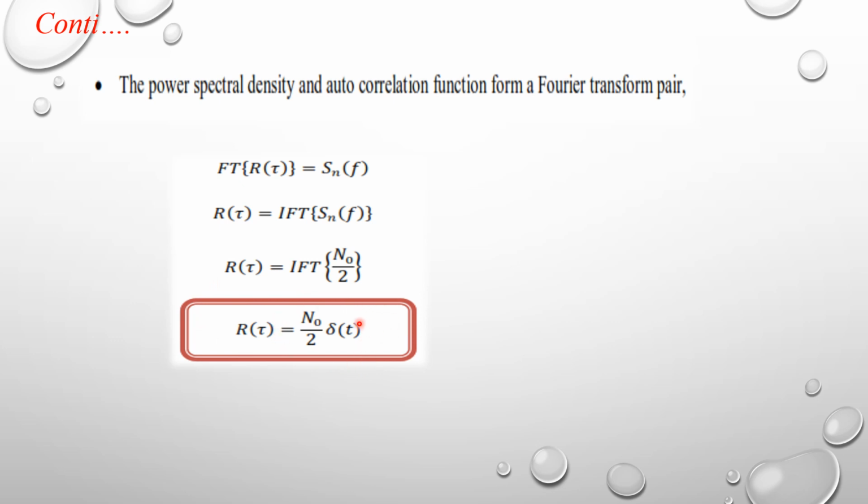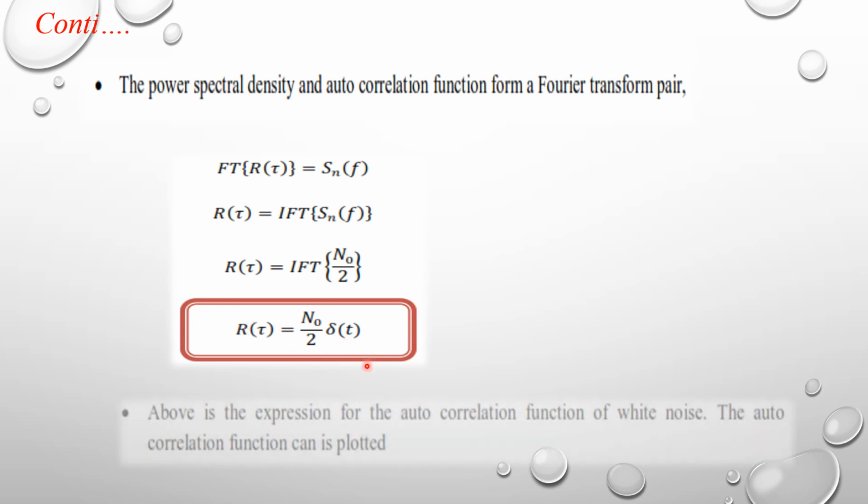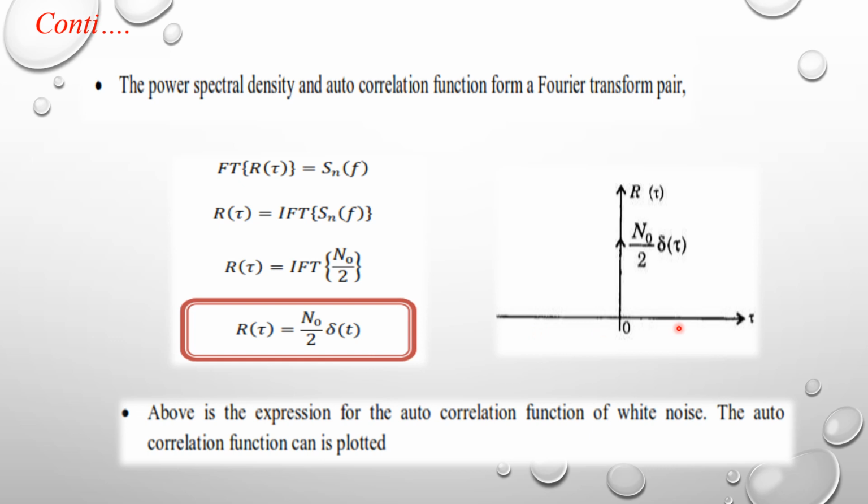So this is the autocorrelation form of the Fourier pair. R(tau) = N0/2 times delta(t). Above is the expression for the autocorrelation function of white noise. The autocorrelation function can be plotted. So this is the autocorrelation function plot. The vertical axis is R(tau) and the horizontal axis is tau. So the spectrum density is N0/2 times delta(t). This is the autocorrelation function of white noise.